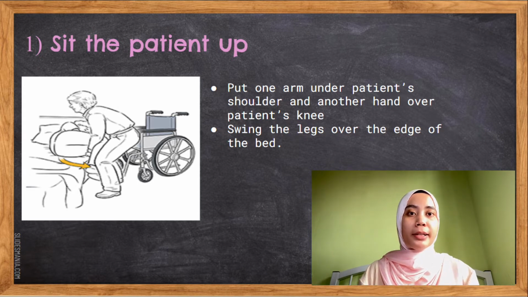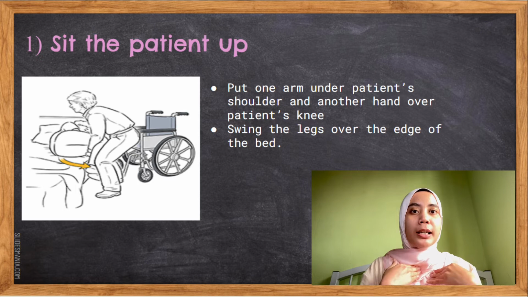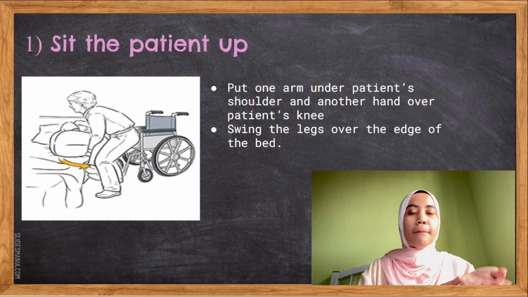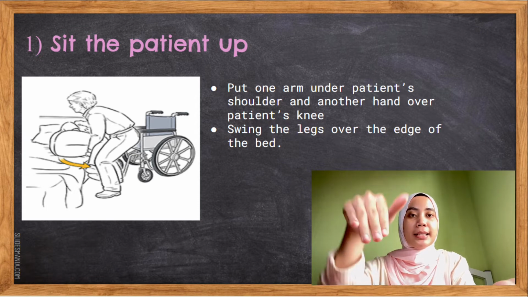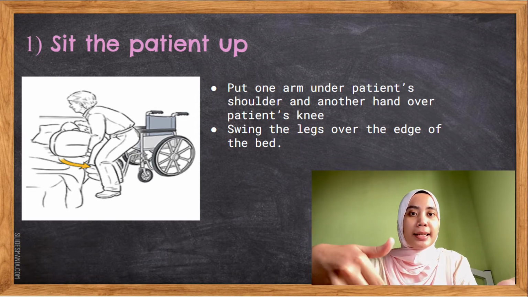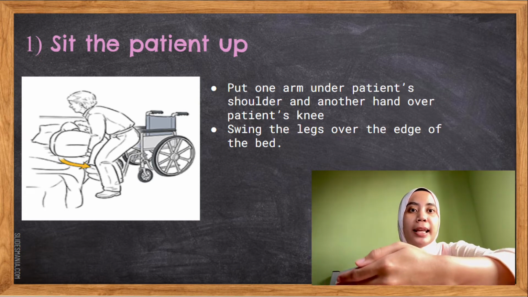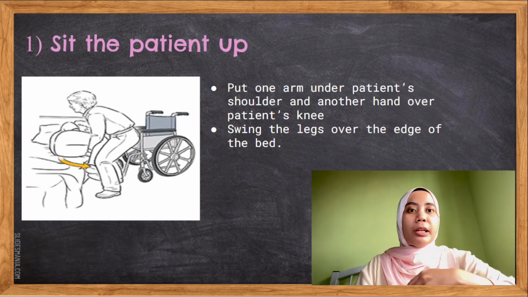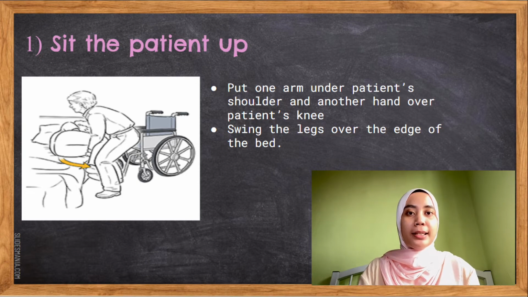Make sure they are ready to move, and then ask the patient to move his body a little bit closer to you. Next, put your arm under his shoulder and your other hand over his knee, and then bend your knees and pull his body toward you, like swinging the patient like this until he's sitting on the side of the bed, at the edge of the bed facing you. Then wait a few seconds and ask the patient whether he feels any dizziness.